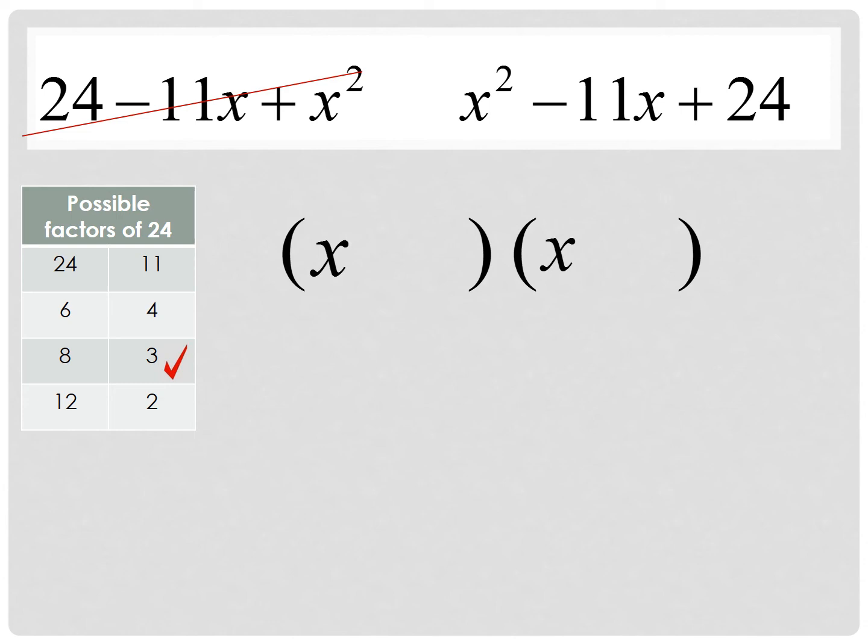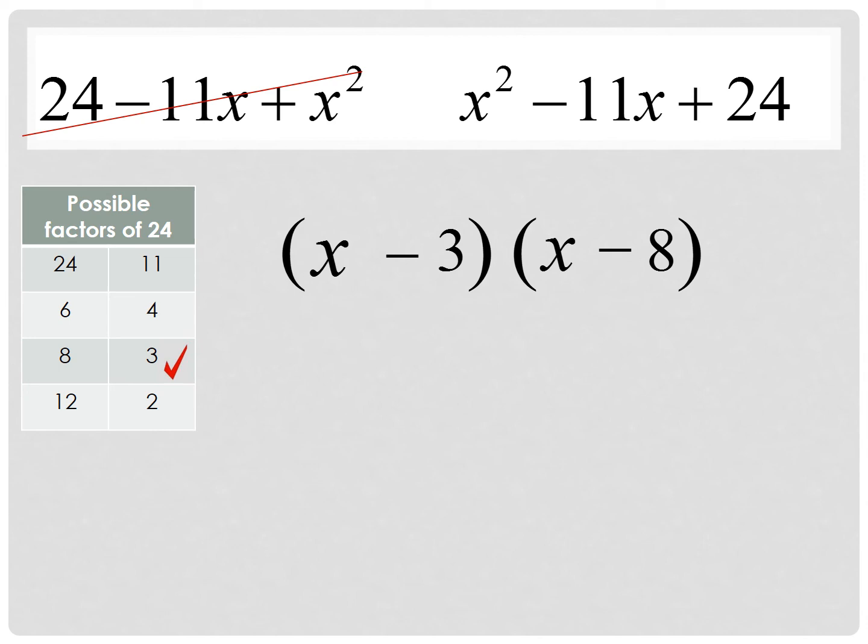I'll split my x's across the parentheses. I'll also split those factors across the parentheses, and I'll identify that negative 8 and negative 3 are the only integers that can combine to make negative 11. Therefore, I'll presume that this is the correct solution.